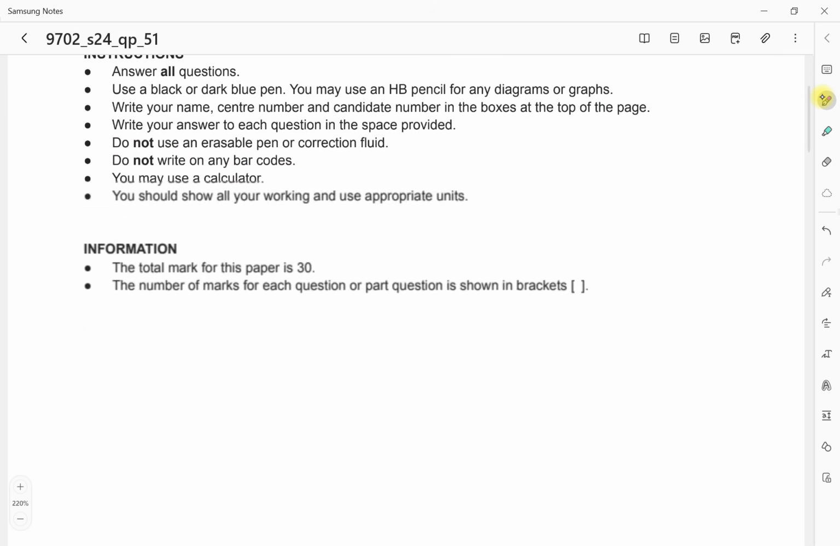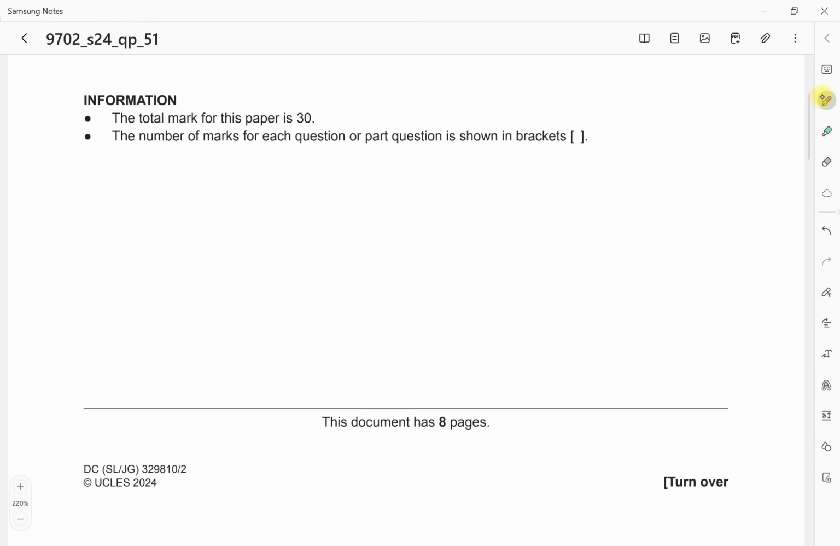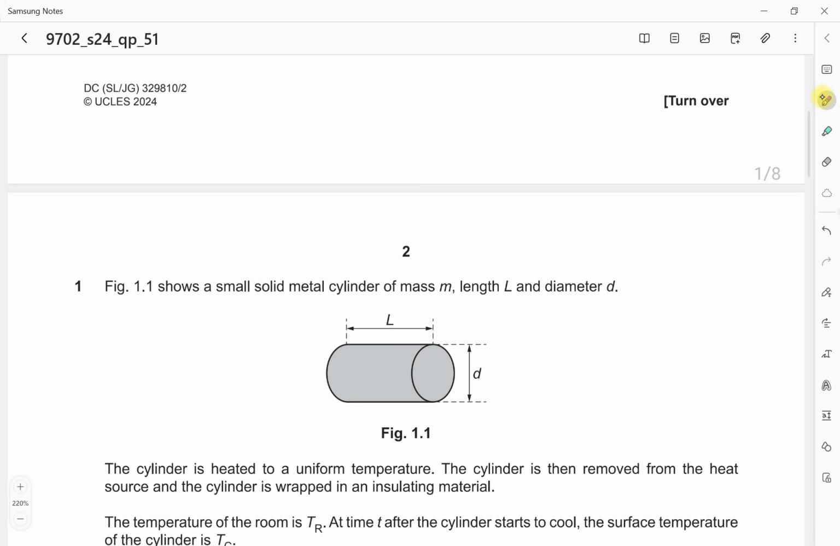So I'll not read through all the instructions. The paper is 30 marks. This is the first question. The figure shows a small solid metal cylinder of mass m. So how will I measure mass? The first thing to come into your mind is the instrument to measure mass, which could be the top pan balance or the balance.